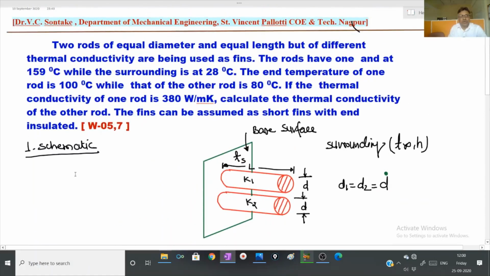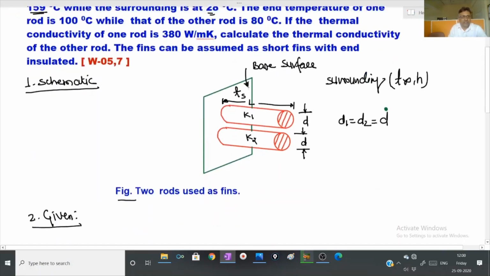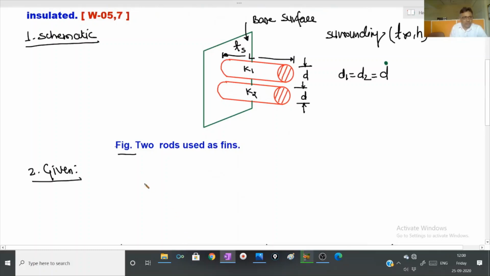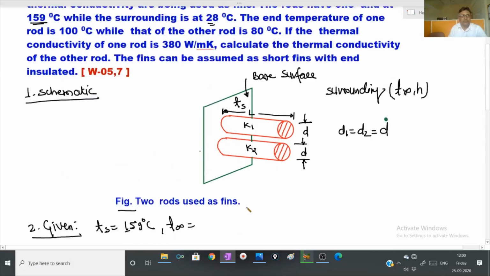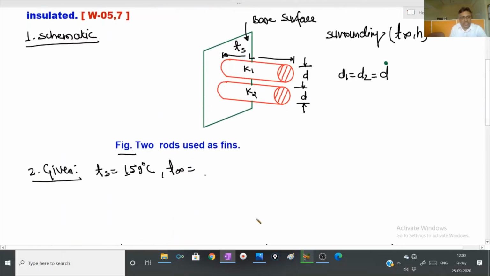So the rods have one end at 159 degrees Celsius. That is nothing but the base temperature because it is common for both the rods, and the surrounding is at 28 degrees Celsius. So the base surface temperature is 159 degrees Celsius and the surrounding temperature is 28 degrees Celsius.